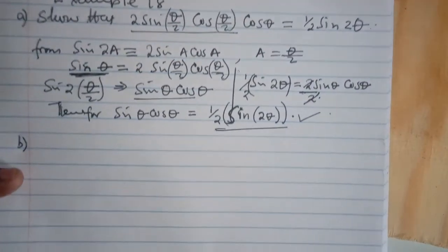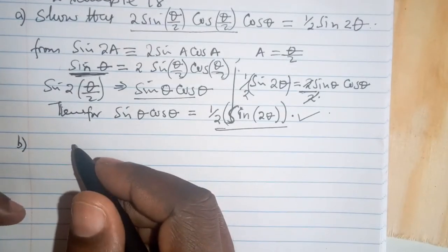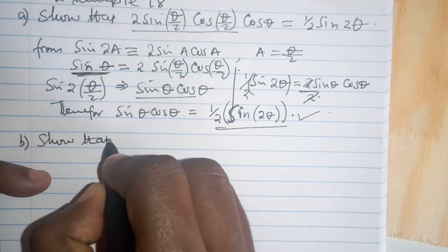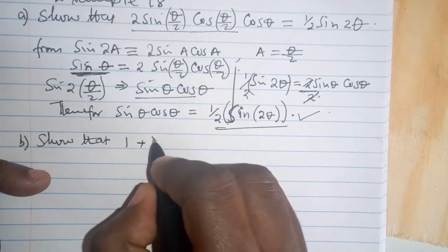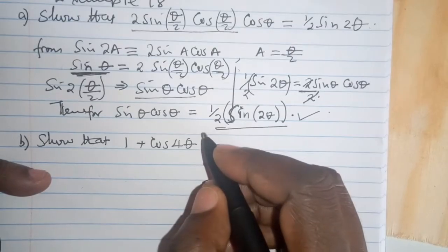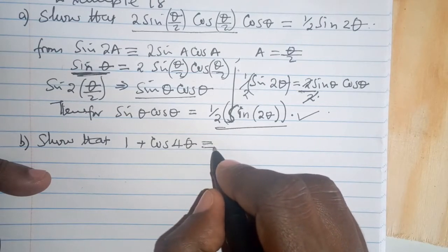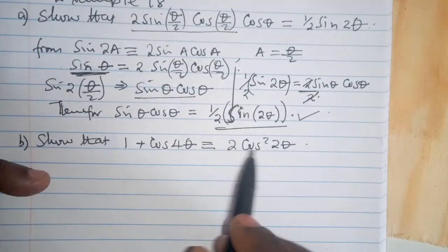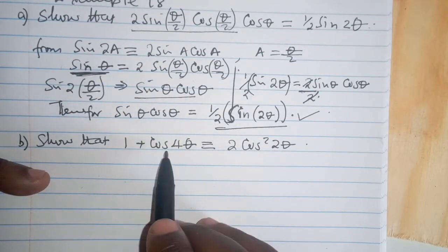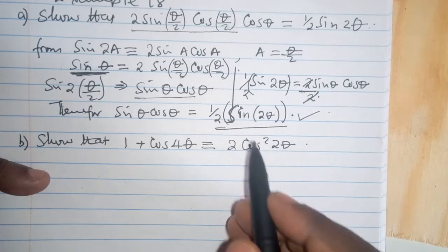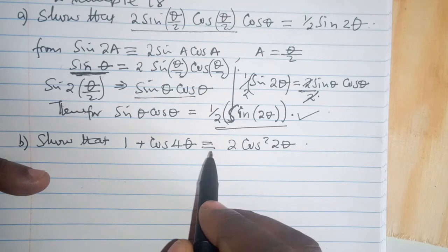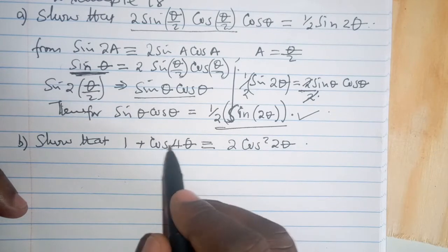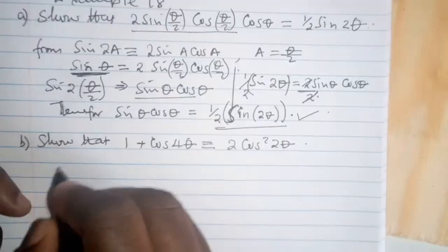Part B of the same example, you're supposed to show that 1 plus cosine 4 theta is equal to 2 cosine squared 2 theta. And because both of them are expressed in cos, I would wish that we don't leave the cos. We can see cosine squared here, and there is no square on this other side. But we know an identity.